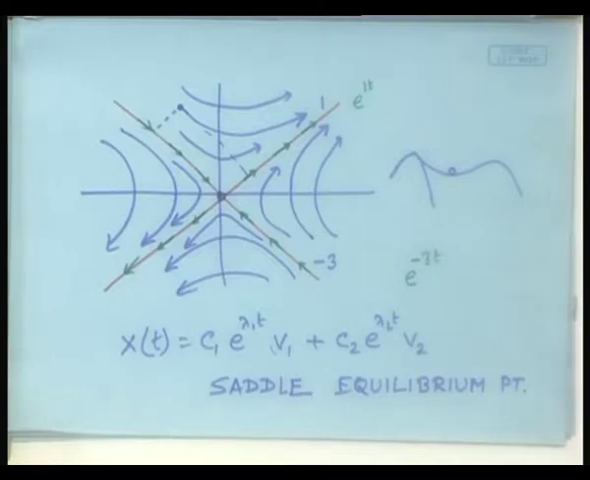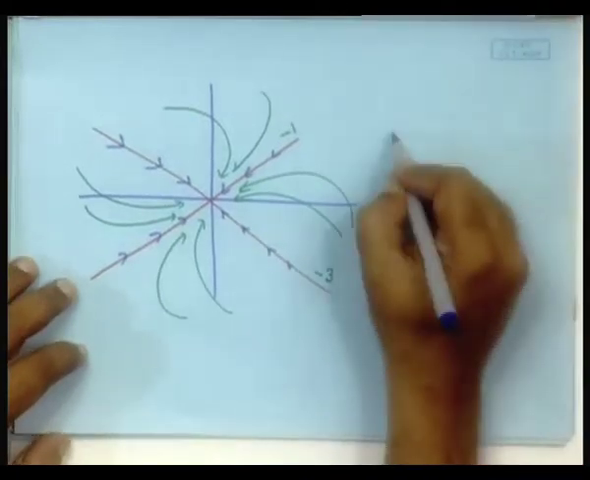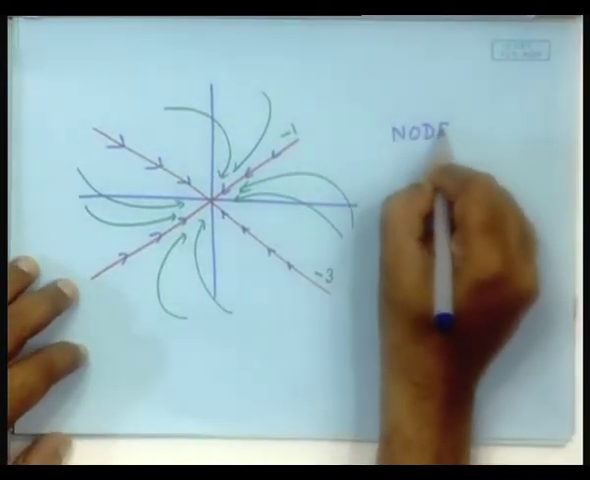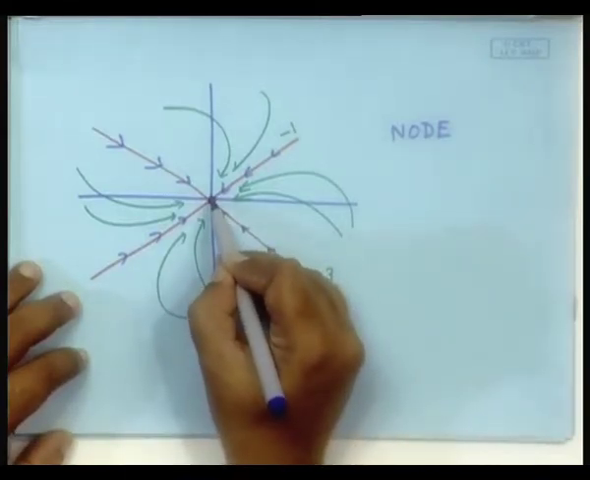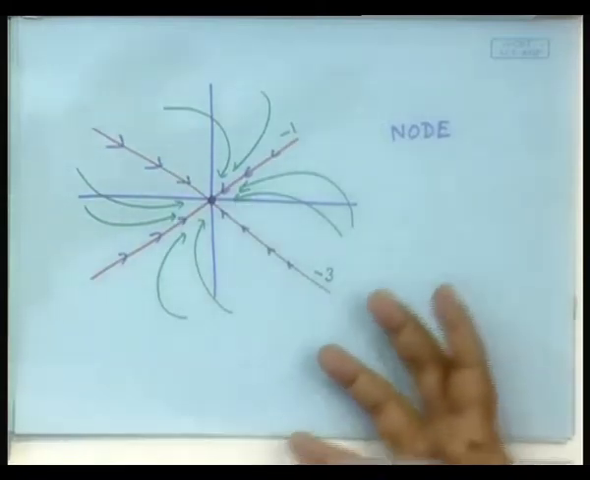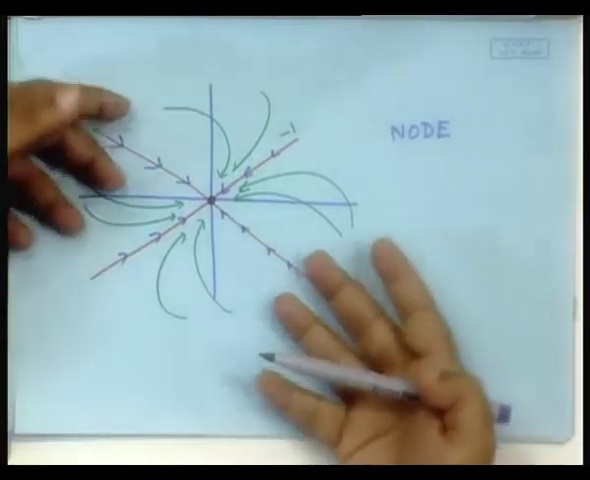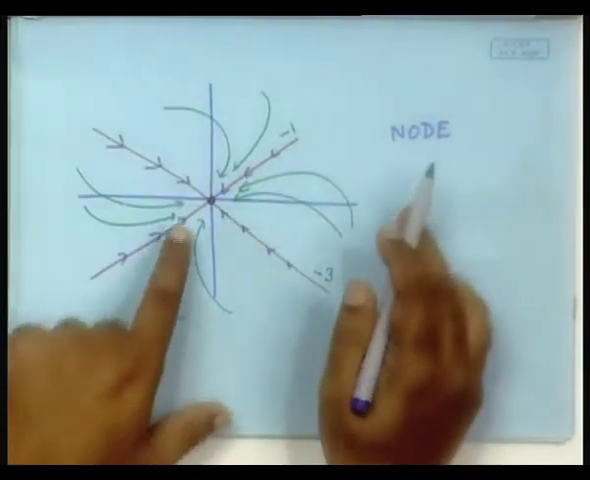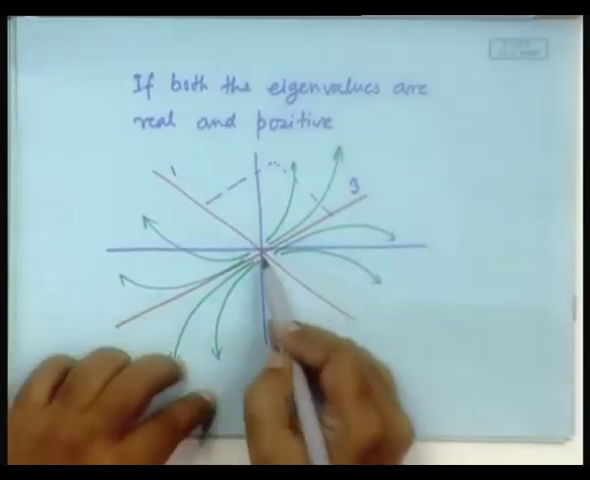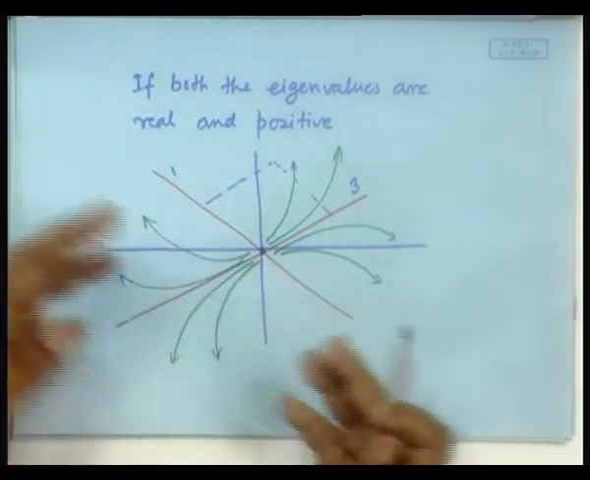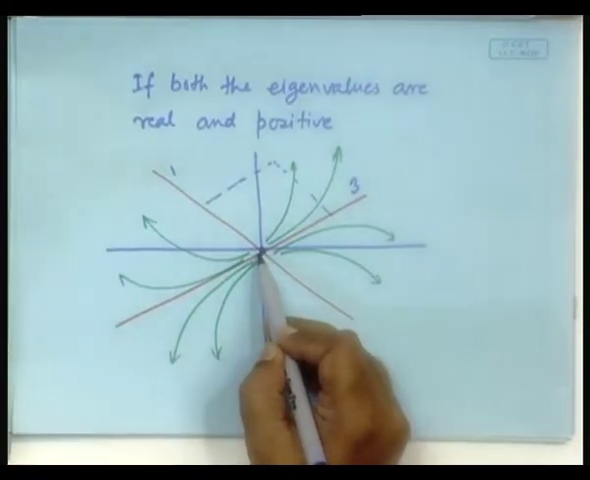Situations like this are called nodes. That means this equilibrium point is called a node, where the vector field lines converge. This is where vector field lines are converging, so it will be called a stable node. In this case, the vector field lines are emerging from there and going outwards. It will also be called a node, but it will be an unstable node.